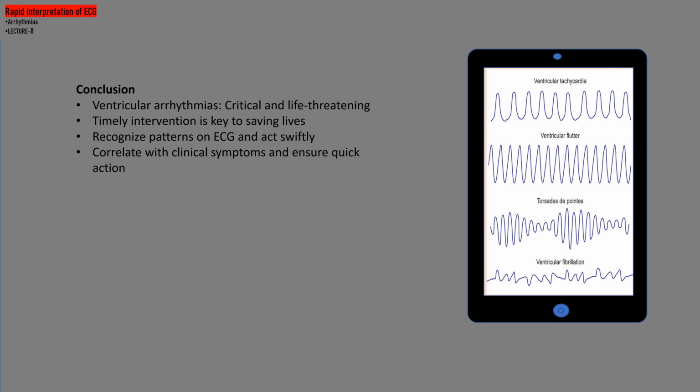Conclusion: ventricular arrhythmias are among the most dangerous heart rhythm disturbances and can rapidly progress to cardiac arrest. Recognizing these arrhythmias on an ECG and providing immediate treatment is critical to saving lives. If you encounter any of these patterns, always correlate with clinical symptoms and take quick action.